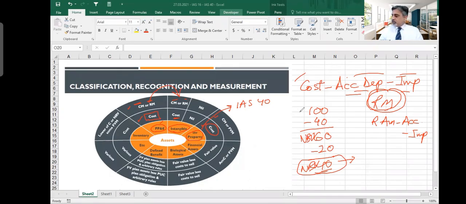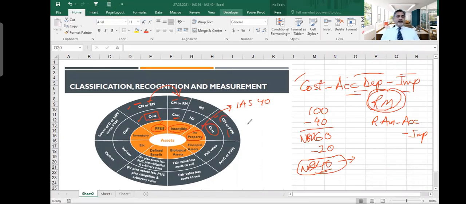For IAS 40, you take the initial measurement at cost, just like your IAS 16. And again, the cost method is the same: whatever cost you incur for the asset. It might include some legal costs or acquisition cost, purchase price, you add all of them. But then for the subsequent measurement, at the end of the year, either you do it at the cost model or you do it at the fair value model.